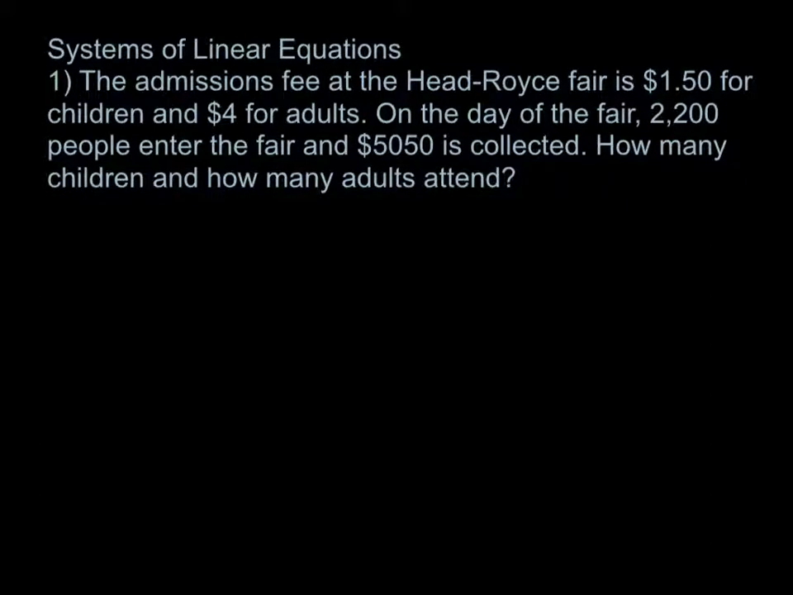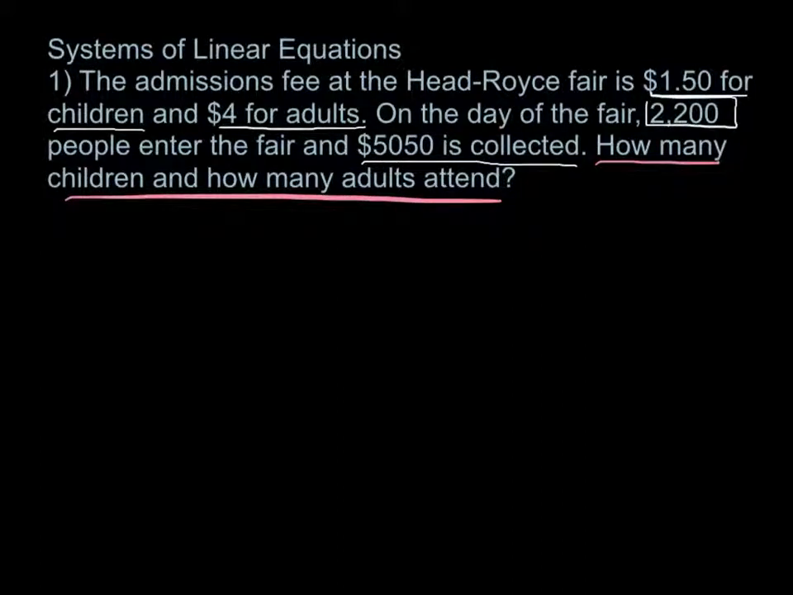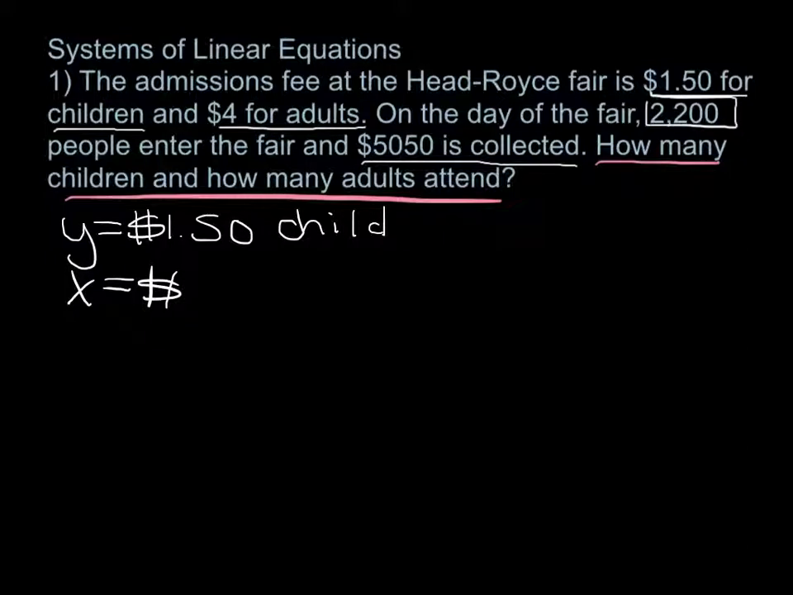For word problems, we first need to define our variables. So we have $1.50 for children and $4 for adults. And then on the day of the fair, 2,200 people came and $5,050 was collected, and this is what we need to solve for. So now we have to redefine our variables. We can let y equal the $1.50 for the child fee, and x can equal the $4 fee for an adult.